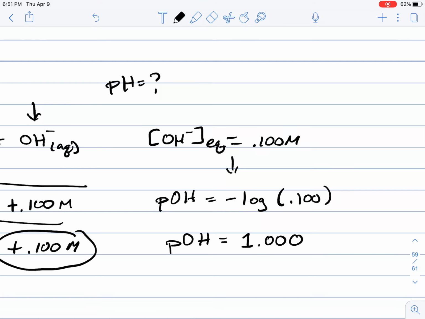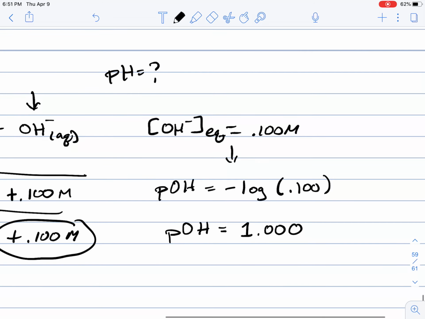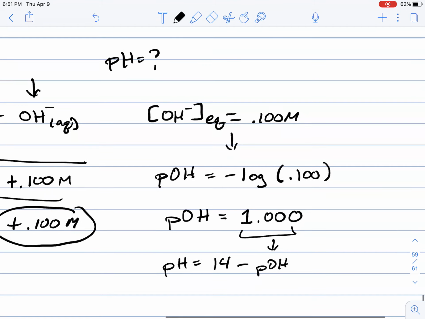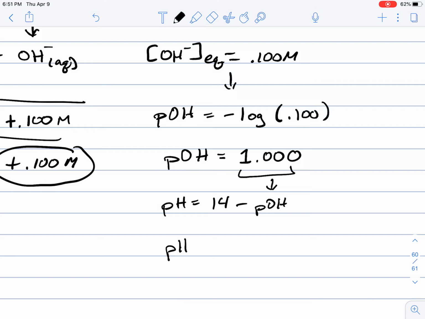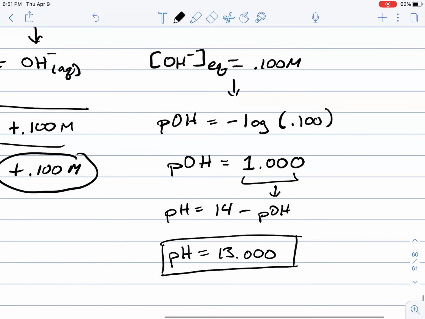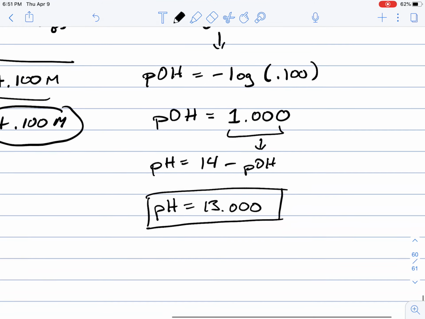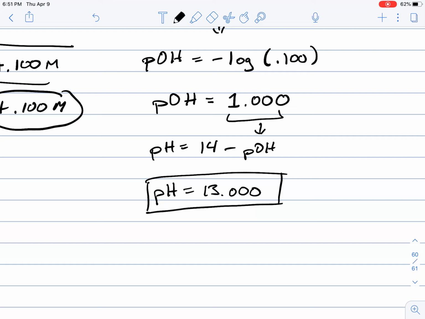Now, I'm not trying to figure out my pOH, I'm trying to figure out pH. So what I'm going to do is I'm going to say pH is equal to 14 minus my pOH. Okay, I'm going to plug that value in, and therefore my pH is equal to 13.000. And so after I did a quick ice table and I applied the definition of pOH and pH, I was able to determine that the pH of the solution is 13.000.